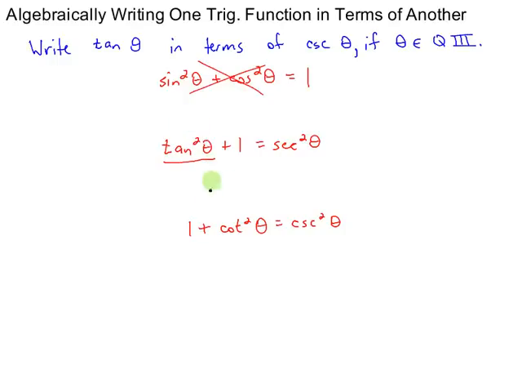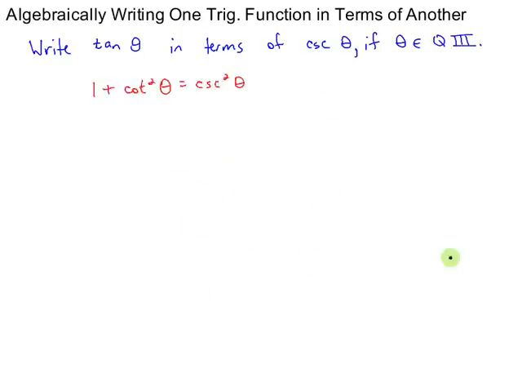The second one has the tangent, but it has secant, or its reciprocal cosine. That is not the same thing as cosecant, so this one's out. The last one has cotangent, which is the reciprocal of tangent, so that's good. Cosecant, and we need cosecant, so that's good. So this will be the identity that we use.